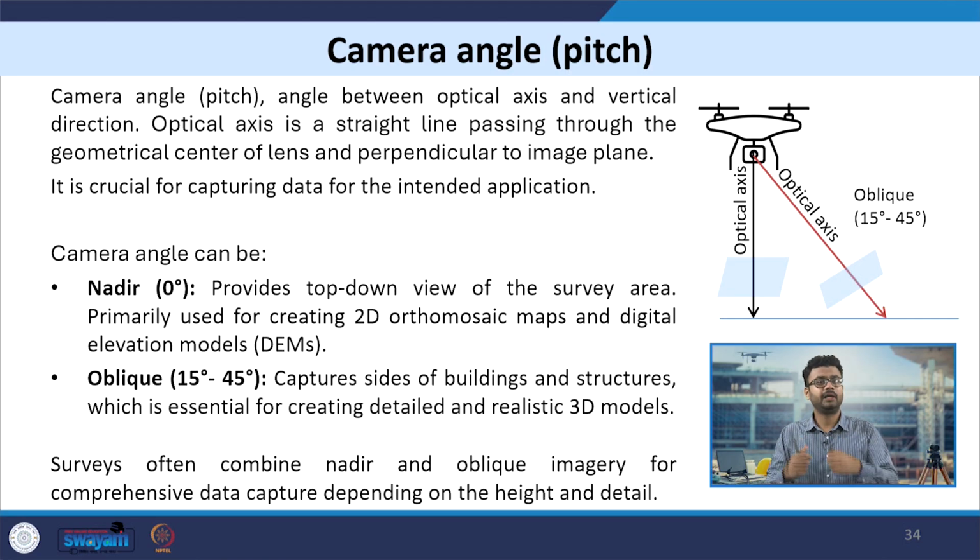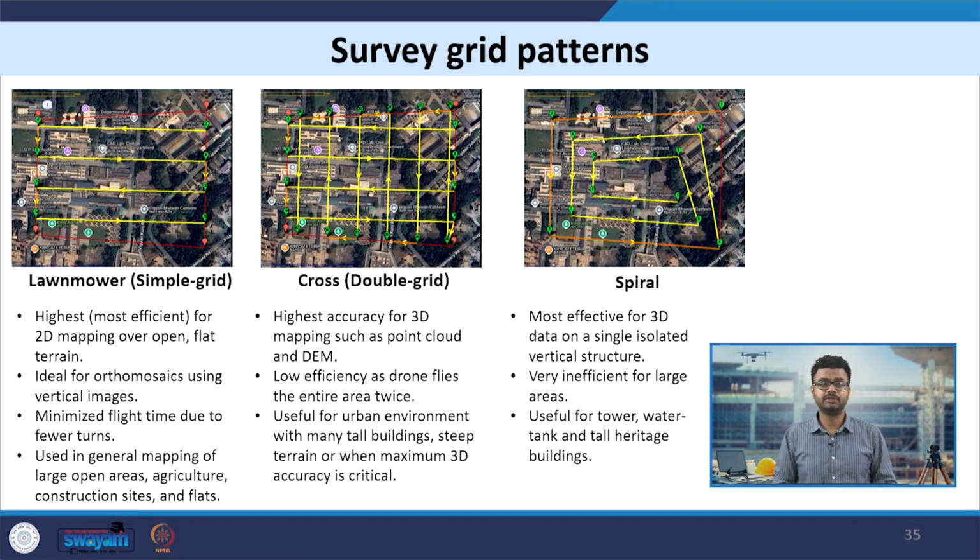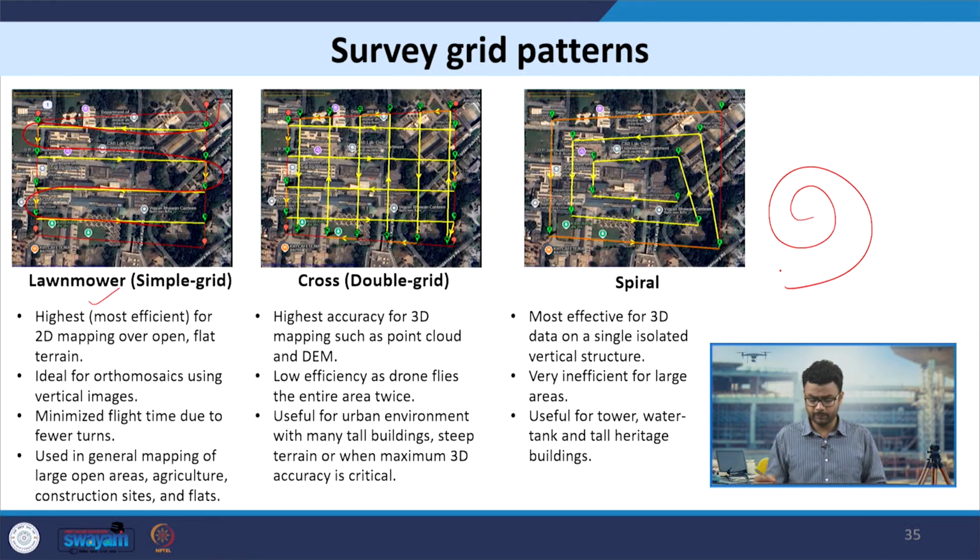When we have an oblique camera angle, then the survey grid also changes. For example, we already saw a lawnmower survey grid. It is a very simple grid where the drone will go like this. It will just follow the pattern of a lawnmower, for example, the pattern that you will follow to clean a lawn. But that is not the only pattern. There is also a cross survey grid where it is kind of two lawnmower patterns superimposed but rotated with respect to each other. And then there is also a spiral survey grid pattern where the drone may fly like this.